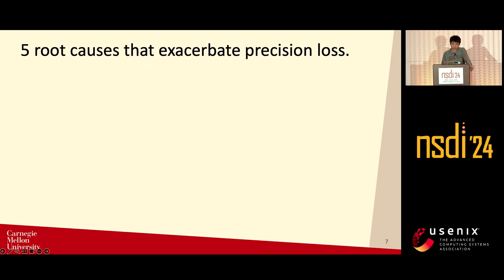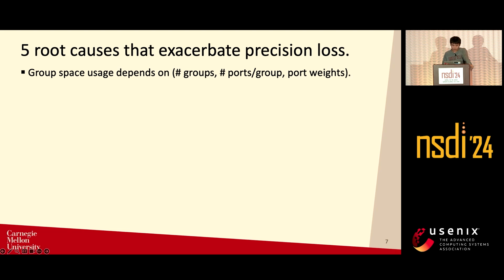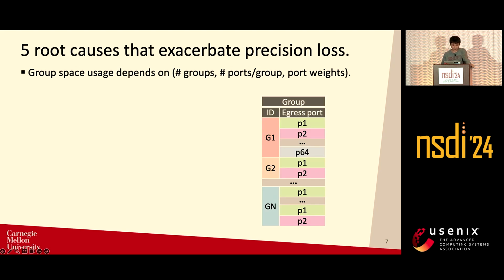So we know precision loss is due to limited hardware resources, but why is it so bad? Turns out there are 5 root causes. But first of all, let me remind you that the grouped space usage depends on 3 factors: the number of groups, the number of ports per group, and port weights. So let's use this diagram to explain what the root causes are.